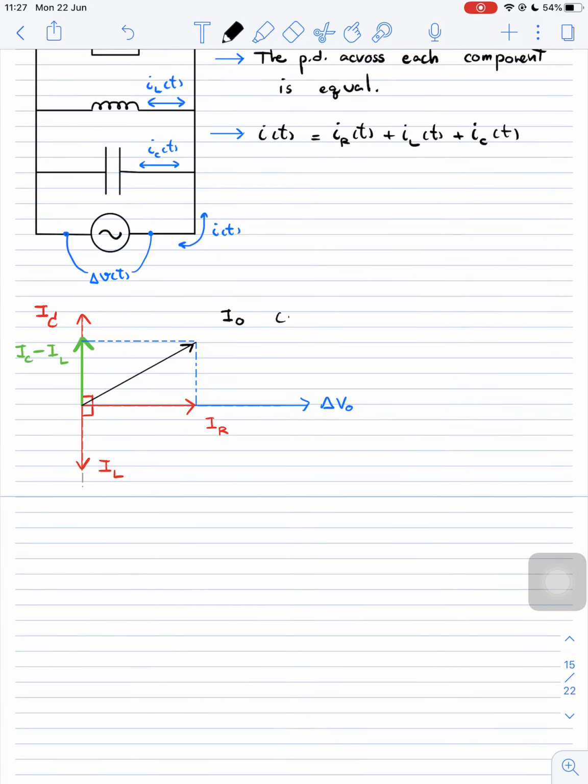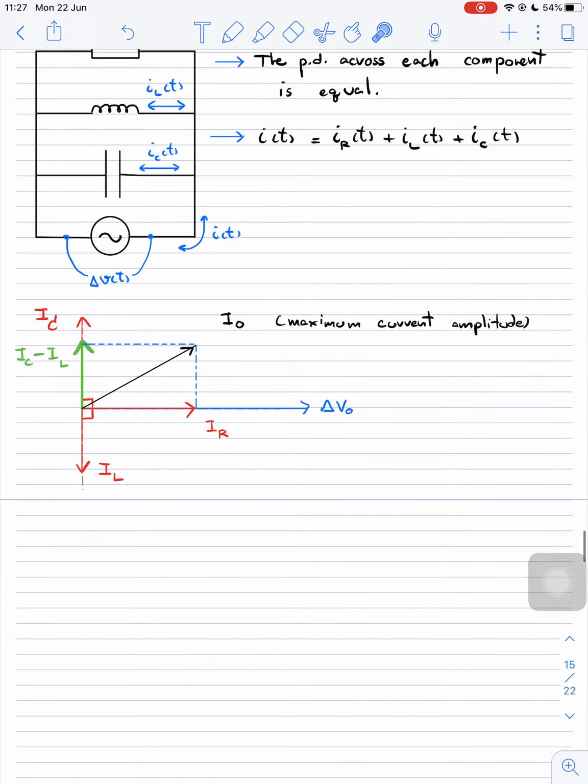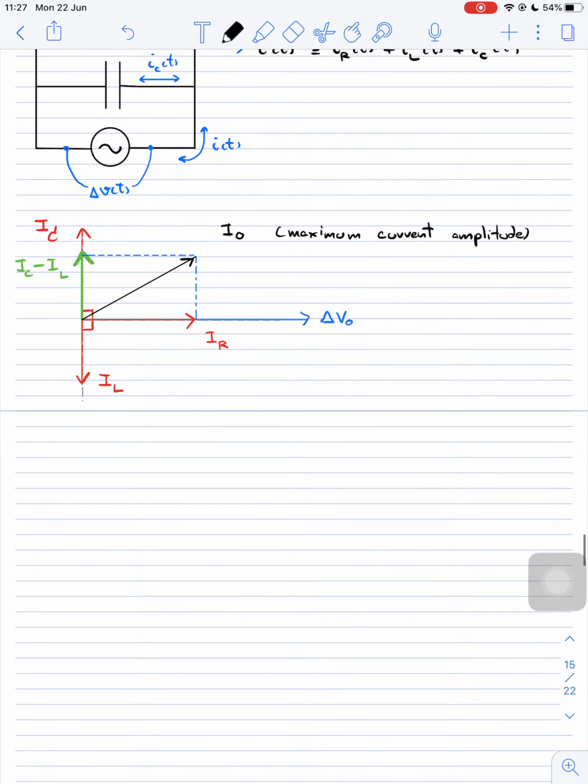Which is the maximum current amplitude, the maximum current amplitude of this value of the IT here. Okay, so we have I naught equal to the square root of IR squared, plus IC minus IL, and then squared.